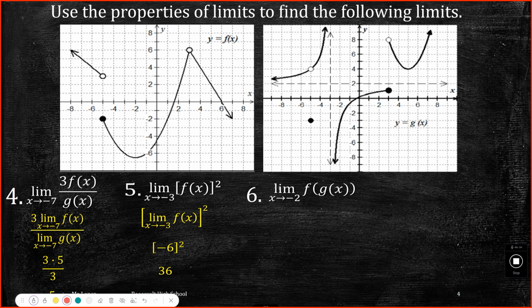All right, number 6. Now it's getting a little bit weird. This is a composite function. You guys do remember this is going to be a big one here. The limit as x approaches negative 2 of f of g of x. So we can go ahead and put the limit in there. So this is going to go f of the limit as x approaches negative 2 of g of x. Yes, so that is true.